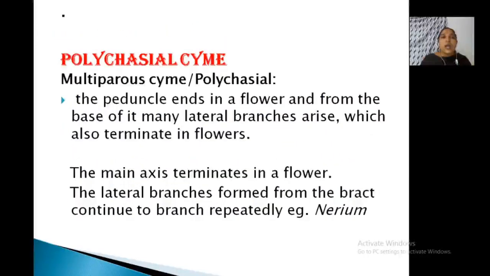Clear? Now, what is polycasal cyme, otherwise known as multiparous cyme? Peduncle ends in a flower, and from its base, many lateral branches arise, each terminating in a flower. Understood? So, monocasal: main axis ends in a flower, then one lateral, one side only branching. Dicasal: on both sides branching. Polycasal: many lateral branches at the base of the main branch. Okay. So, main axis ends in a flower, lateral branches also continue repeatedly. Examples are nerium, arali. Okay.